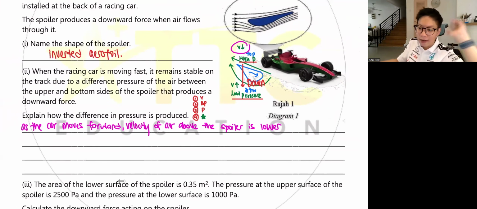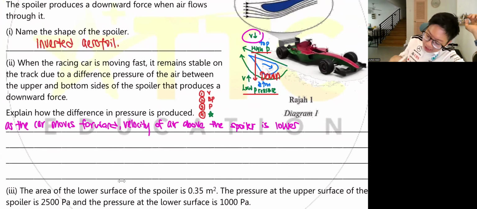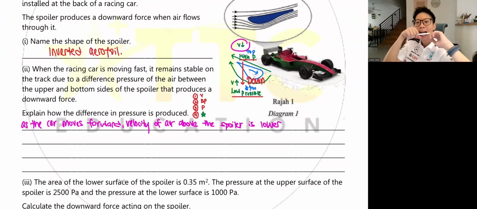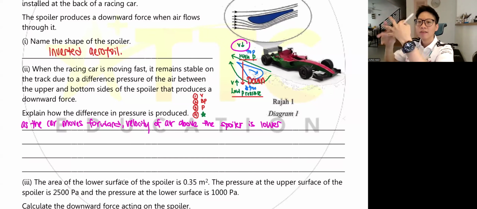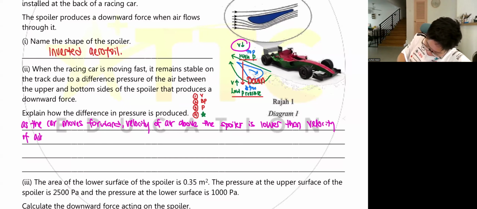Okay, now I want you all to tell me. The velocity of air above the spoiler is lower. Guys, is this answer acceptable? Is this answer acceptable? Correct, never compare. The velocity of air above the spoiler is lower than the velocity of air below the spoiler.